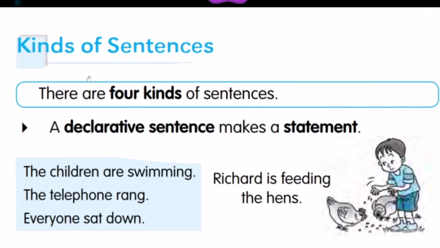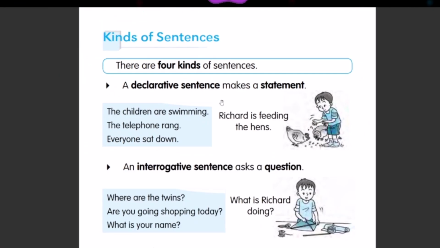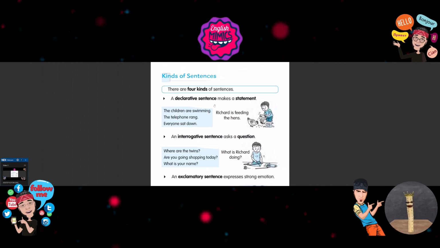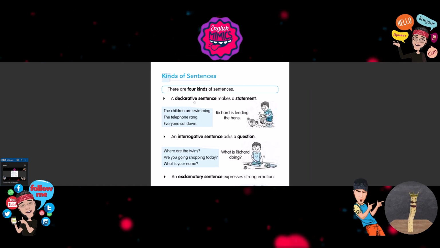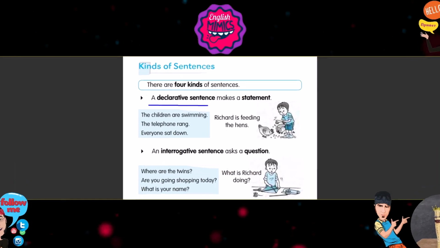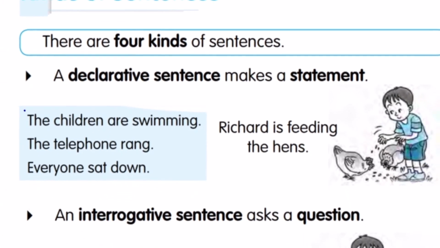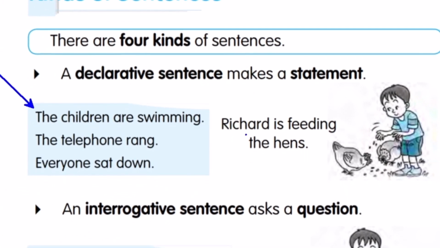Anyways, there are four kinds of sentences. In other words, every sentence serves a specific purpose. There are four different purposes for making such sentences. All right, so a declarative sentence is the first type of sentence I'd like to talk to you about. A declarative sentence makes a statement, says something about whatever. Okay, so for instance, the children are swimming. Richard is feeding the hens, as you can see here in this picture.